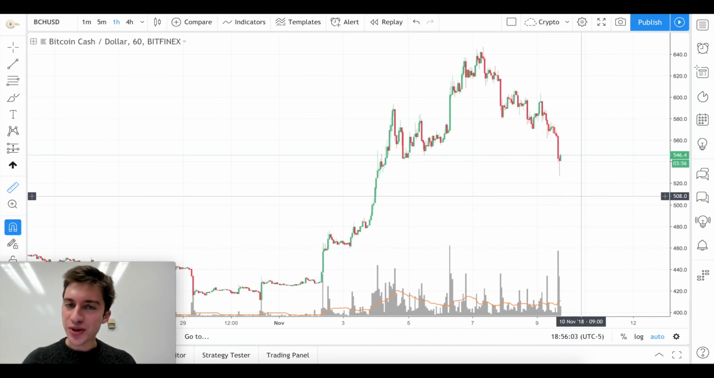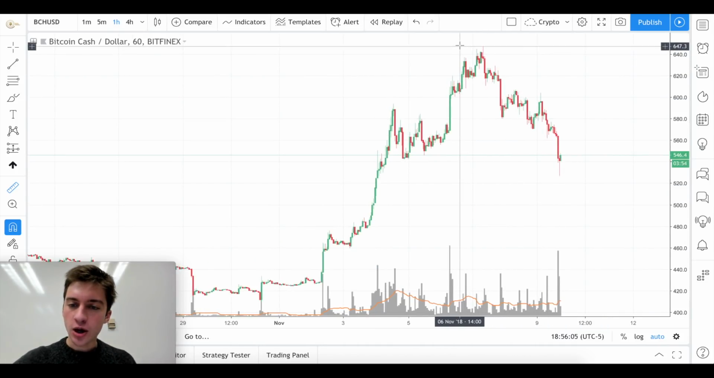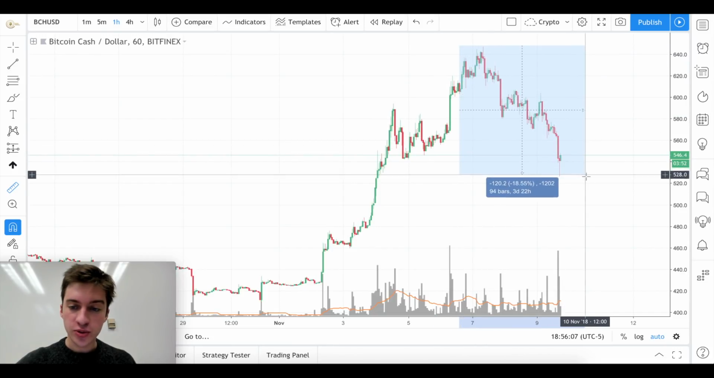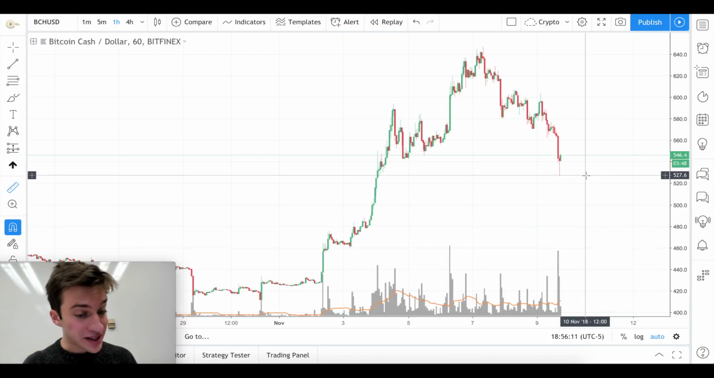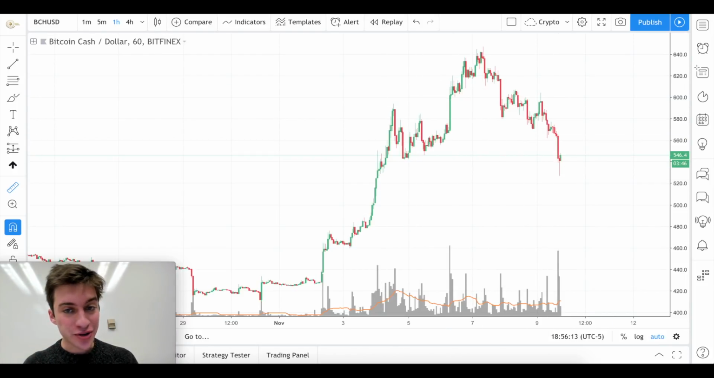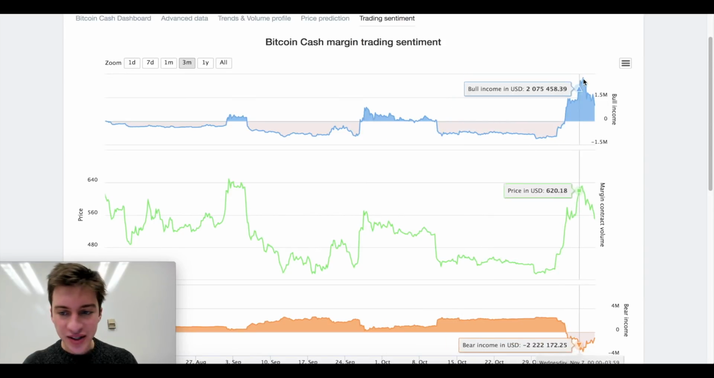So this is Bitcoin Cash right now. All the longs were profitable here. All the shorts were out of money. Bitcoin Cash fell like that. So be very careful whenever you're making a decision, whenever you see something like this happening. This is not a good sign.